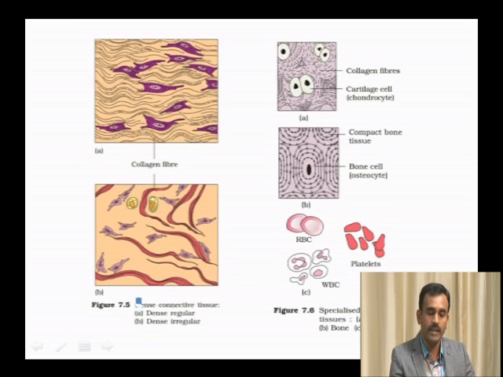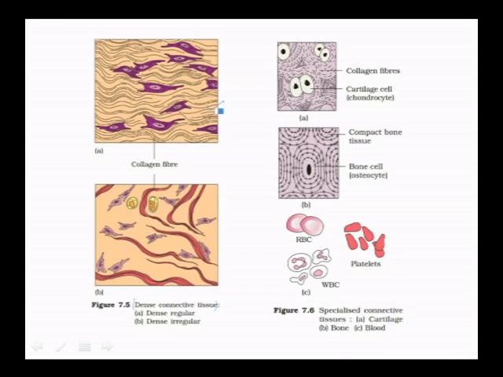The second one is dense connective tissue. In dense connective tissue, the cells and the fibers, especially the fibers, are compactly arranged. If the fibers are arranged in an orderly manner, it is called dense regular connective tissue. If the fibers and cells are randomly arranged inside the matrix, this is the matrix and these are the collagenous fibers, it is called dense irregular. Move on to the next type of connective tissue.